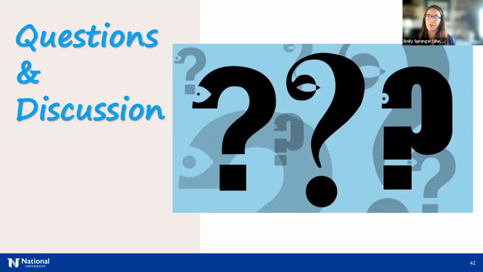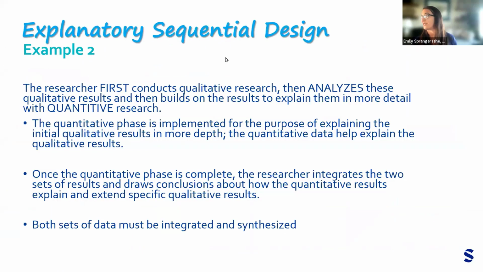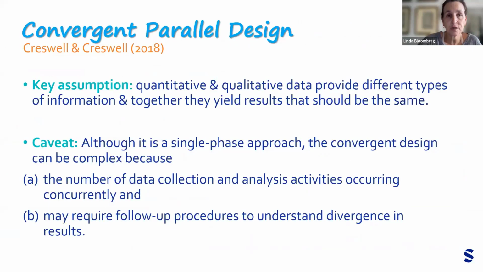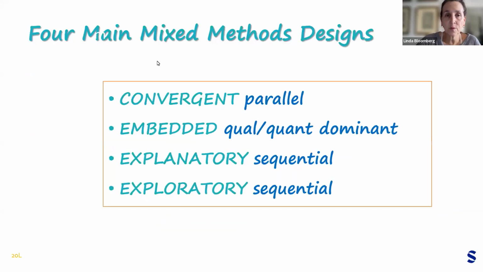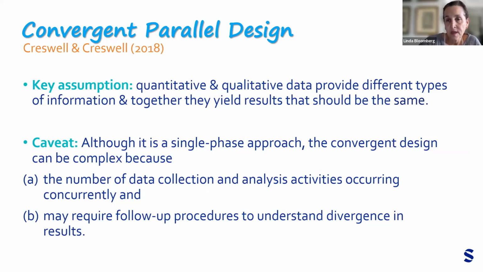So with Convergent, the primary research questions are both qualitative and quantitative, correct? Let's go to the Convergent. Convergent parallel: firstly, this is what you do. You collect your data separately, and this facilitates triangulation, and then you compare your quantitative and qualitative findings. And these are the key assumptions. And there's a caveat: just because it's a single phase approach does not mean that it's not complex.